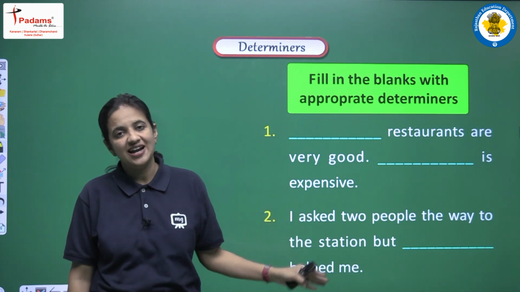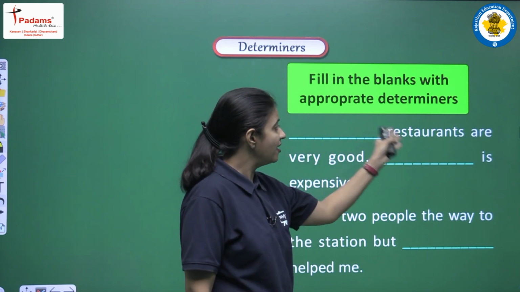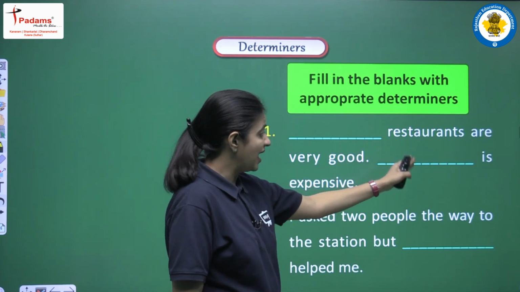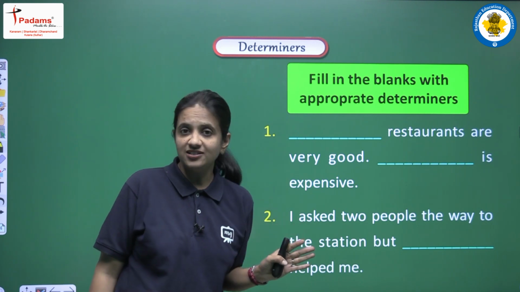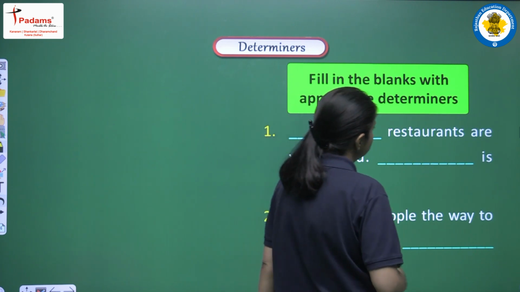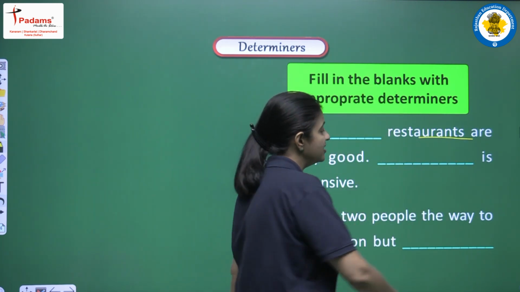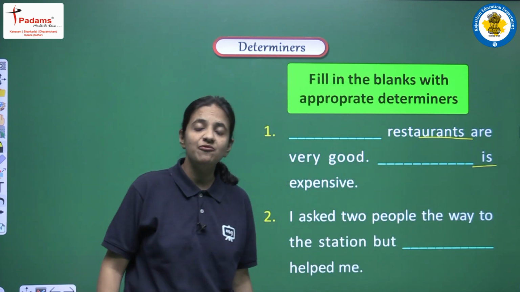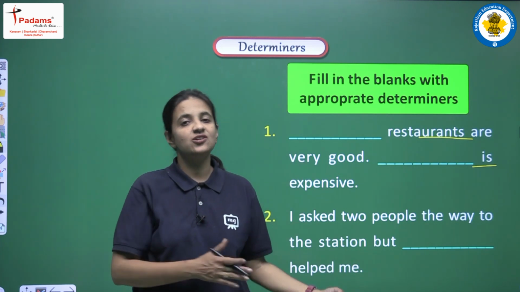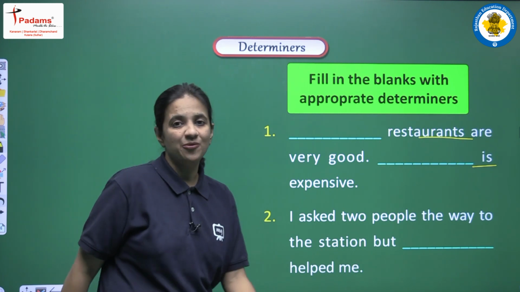Okay. So now let's start our practice exercise with the first sentence, in which we are having blank, then we are having restaurants are very good, full stop. One more sentence is here, blank is expensive. So here students, you have to be very careful regarding all the details. You have to observe that we are having plural form here, restaurants, and in the second sentence we are having a singular verb, is, right? So keeping all these minute details in mind, only then will you be able to write the proper answer.